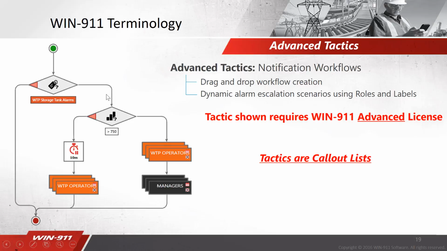Does this alarm have a severity of greater than 750? Yes, go this way. No, go this way. No, we're going to wait 10 minutes and then contact the WTP operator group. Yes, we're going to immediately contact the WTP operator group and then notify the managers. So this event happens and the alarm happens, the tag goes through, and it starts a strategy. The strategy goes through on this green dot and starts going through the policy of who to contact using this call-out list action. Eventually it gets down to the call-out of contacting these people or those people.